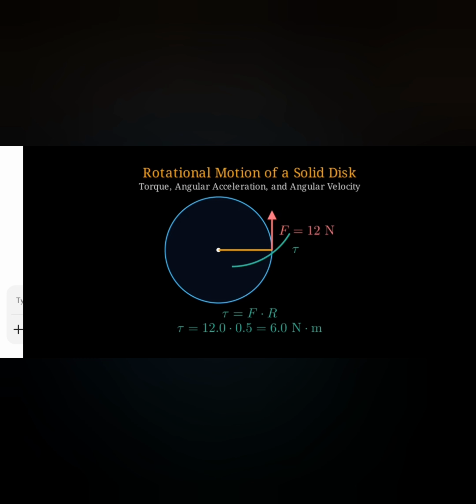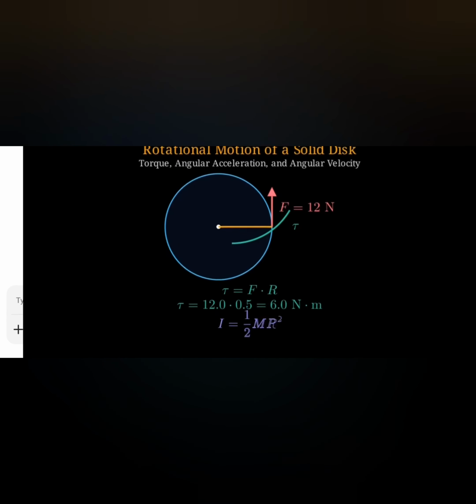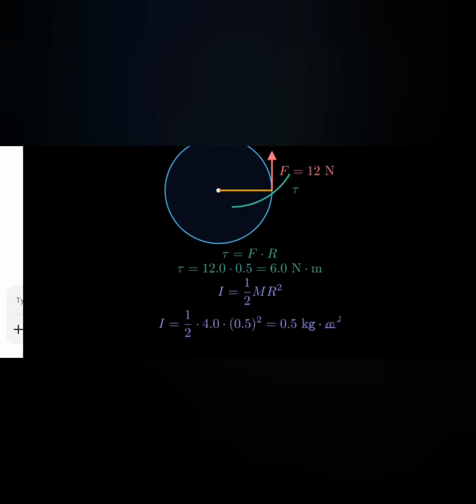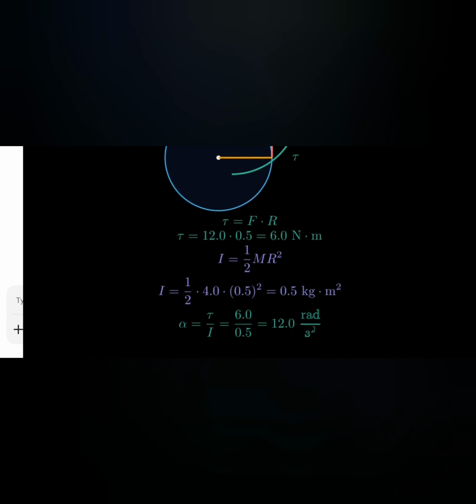Step 2. Find the angular acceleration. First, we need the moment of inertia for a solid disk, which is half m r squared. Plug in 4 kilograms and half a meter. The result is 0.5 kilogram meter squared. Then use tau equals I times alpha. So alpha is tau divided by I. That gives 12 radians per second squared.